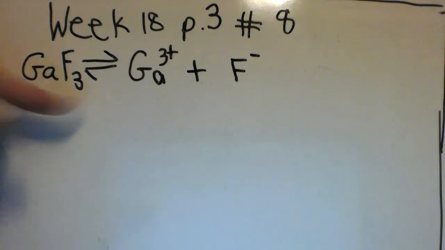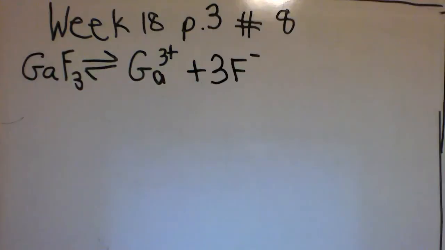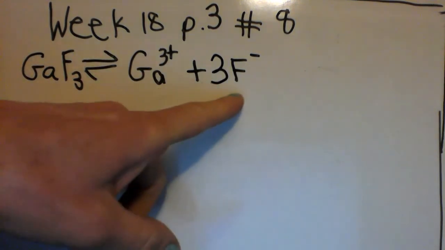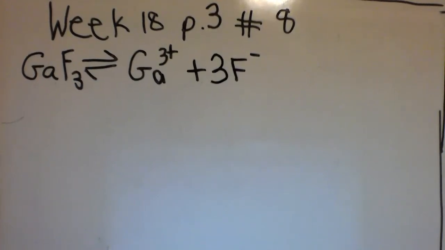We see from the molecular formula that there are 3 fluorines for every 1 gallium, so we need to add a coefficient of 3. Now the equation is balanced. We have 1 gallium here, 1 gallium here, 3 fluorines here, 3 fluorines here. The next thing we need to do is find out the concentration of each of these ions in the solution.